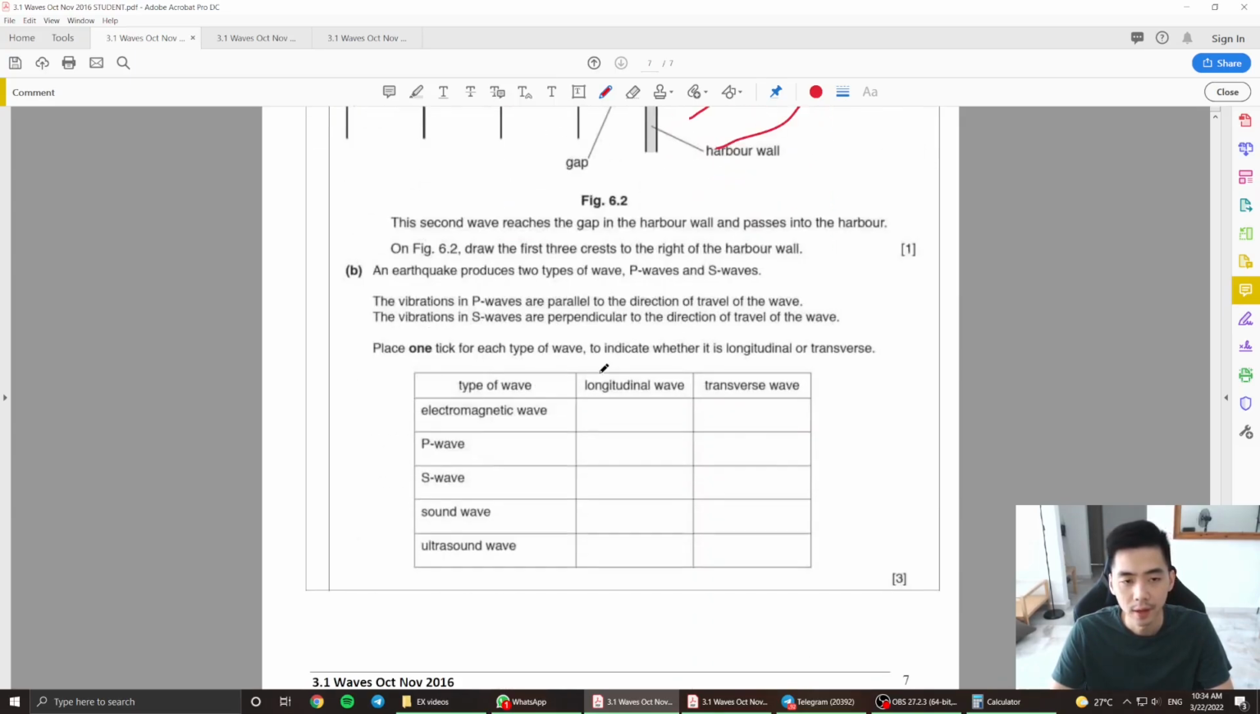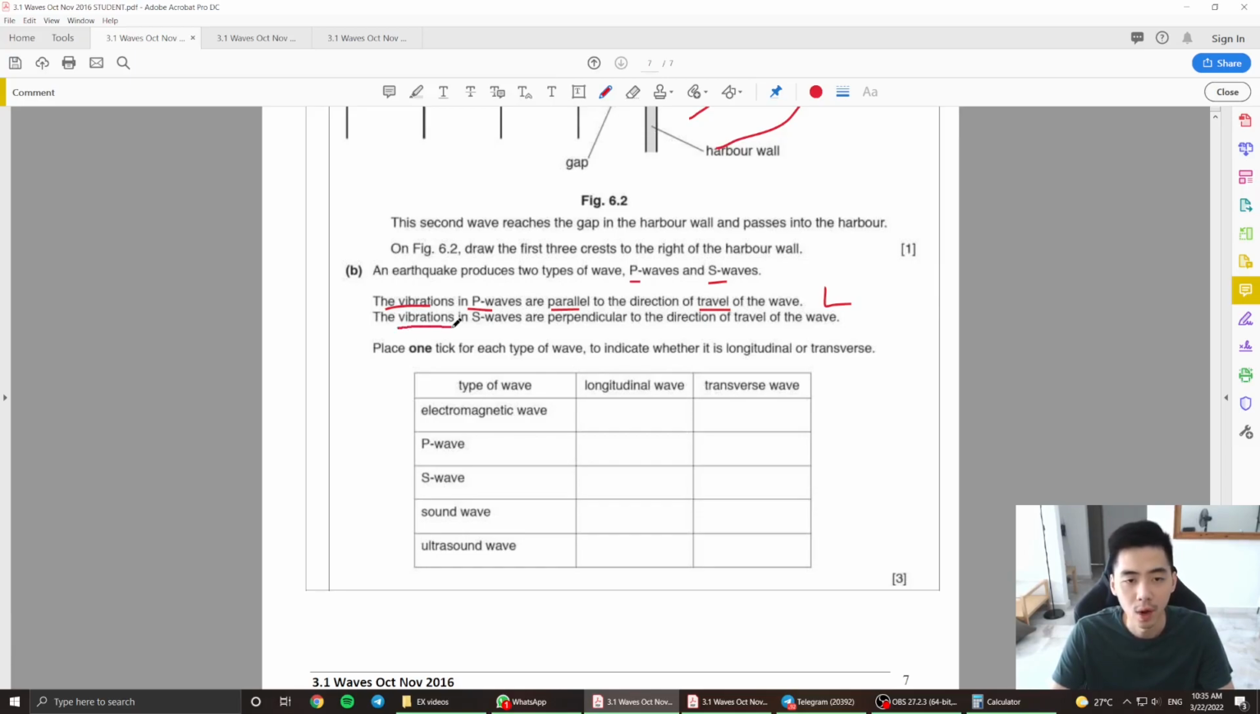Okay, and finally the last part here, an earthquake produces 2 types of wave, P wave and S wave. The vibration of P waves are parallel in the direction of travel. Obviously this is a longitudinal wave, right? Because they are parallel in terms of vibration and direction of wave travel, right?